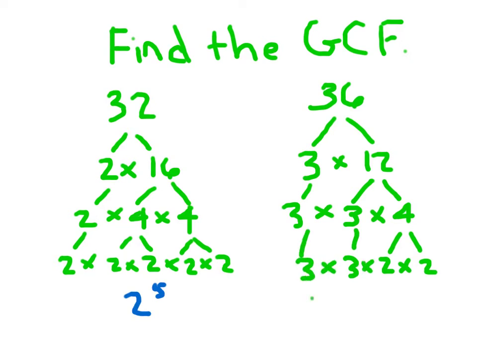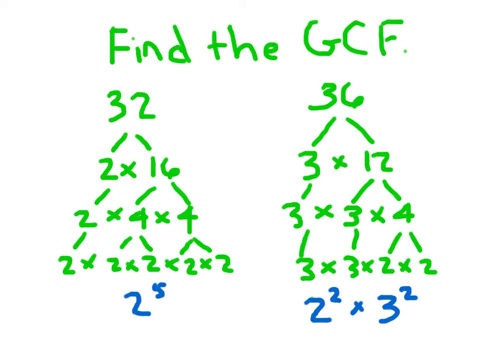Now I reorder that, and when I reorder it, I put the smallest one first. I've got two 2's, so that's 2 times 2, 2 squared, times 3, and there's also 2 3's here, and that's why it's 3 squared.